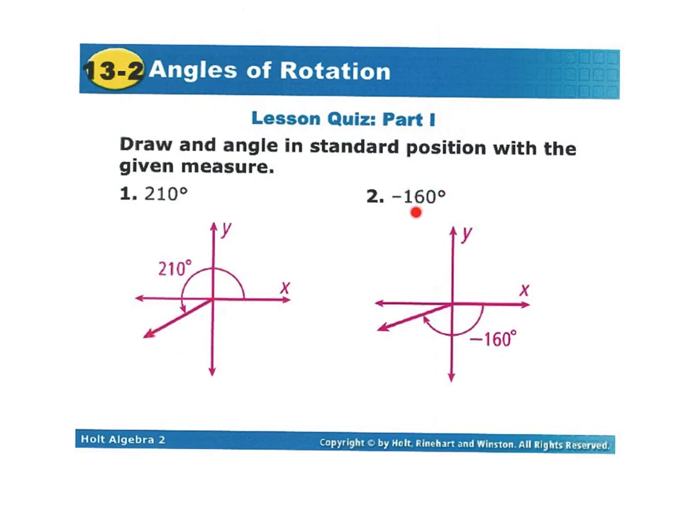Negative 160 degrees still starts at the positive end of the x-axis, the initial ray, but then we have to spin backwards. Negative 90 and then another negative 70 degrees. So your terminal ray also stops in the third quadrant.